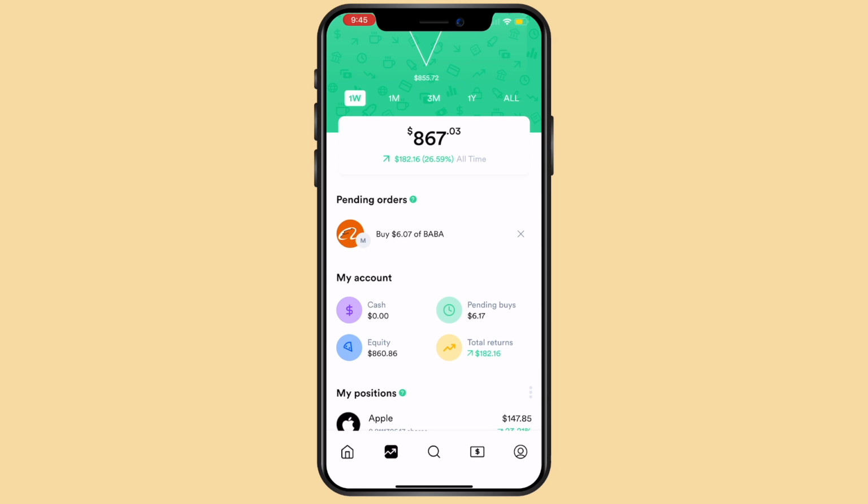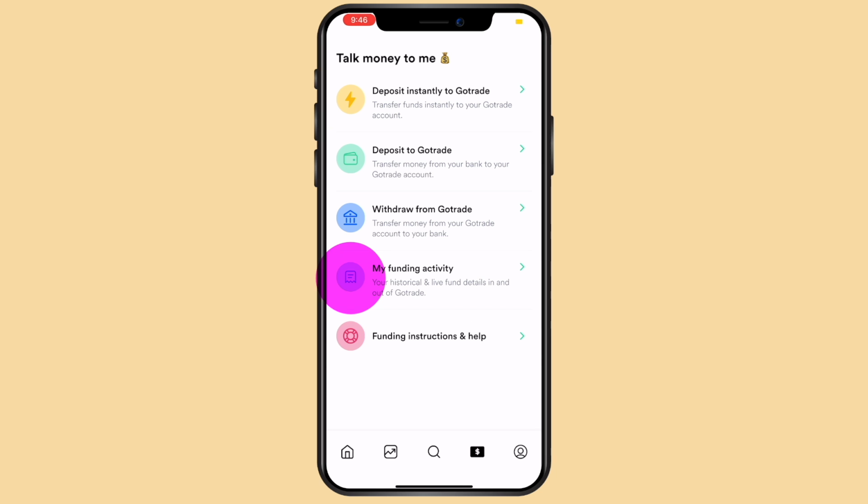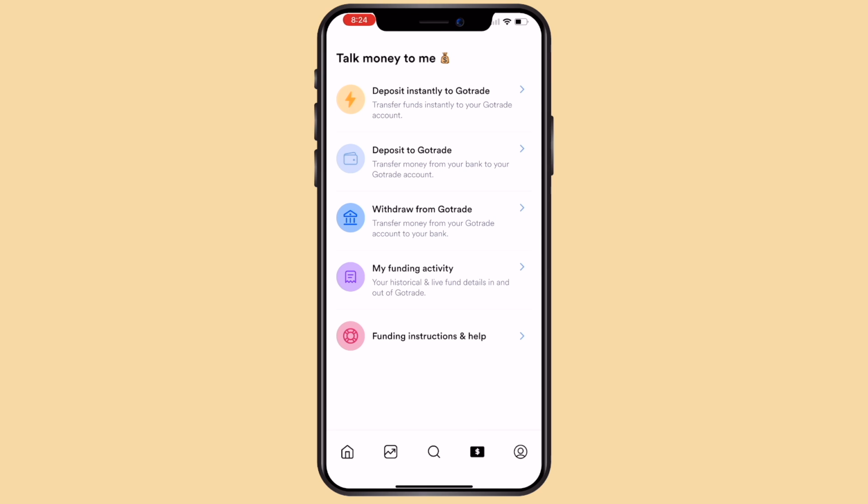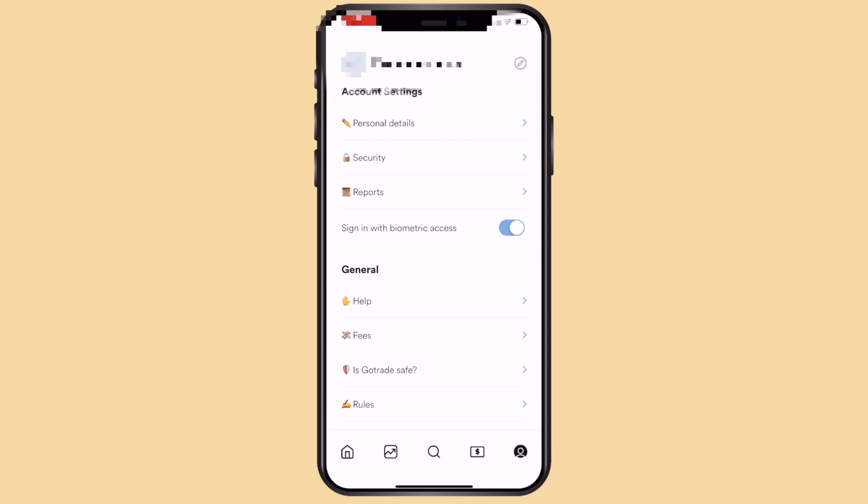By the way, if you want to view the total funds that you've cashed in so far, makikita nyo dito. Go to My Funding Activity. Then, here makikita nyo na total deposits ko is $684.87. May mga butal siya because of the fees. Like this one, for example, August 16, I deposited $196.08. Pero actual deposit ko was $200. So, na-minus na yung fees dyan. Yung fees, makikita nyo dito sa accounts, go to general, and then fees.